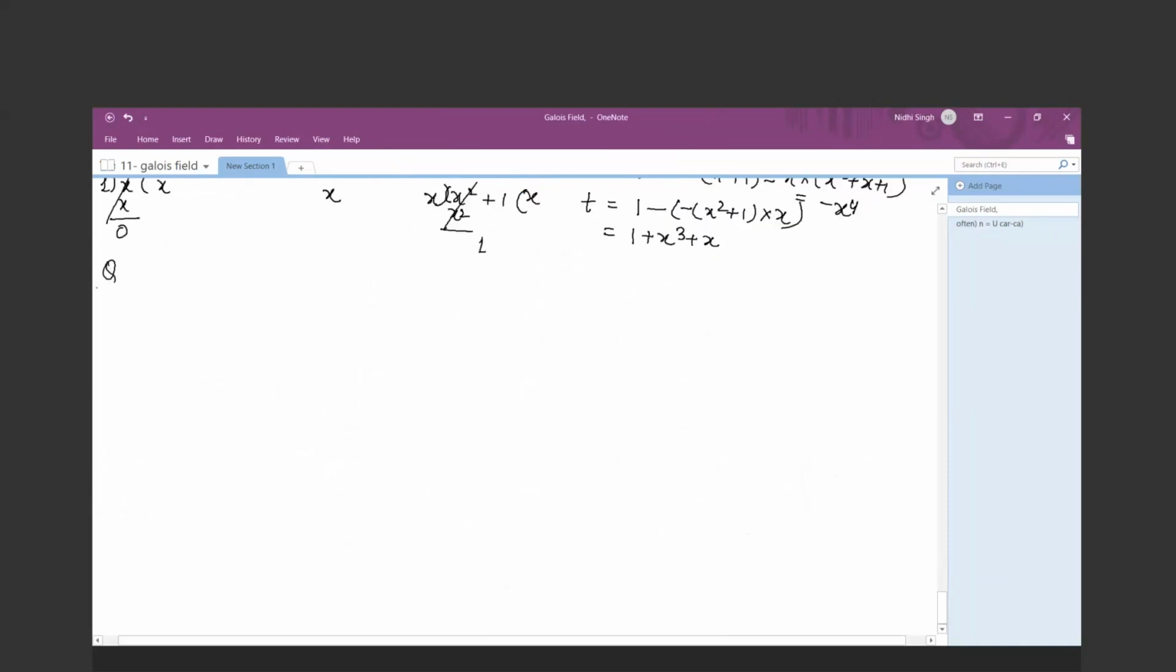Now question is to you. In the Galois field, GF2 to the power 8, you have to find out the multiplicative inverse of x to the power 5 mod x8 plus x4 plus x cube plus x plus 1. ये cube है. Find out and tell me the answer.